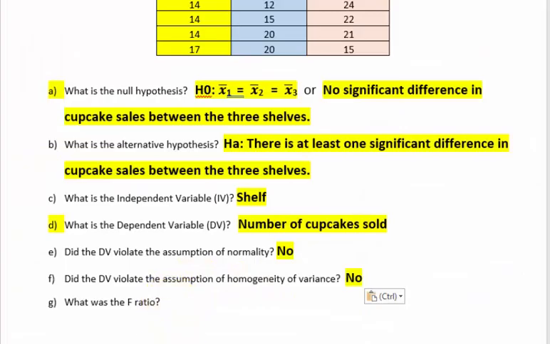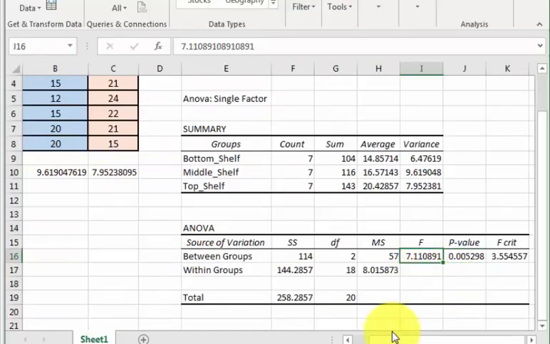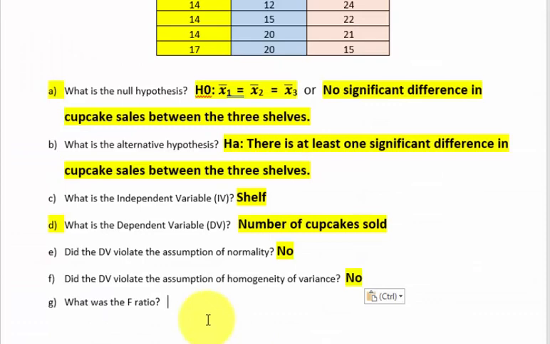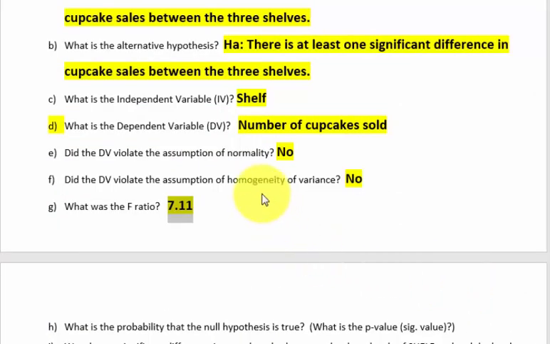So the F ratio was, I had to double check. There it is right there. 7.11. Okay, 7.11. Which means that over 7 times of the variance is coming from between the groups. That's what the F ratio is. It's the explainable variance divided by the unexplainable variance. Or simply the between group variance divided by the within group variance. That's what this is, and that's a lot. So you're assuming that most of the variance is coming from the grouping, which means that the shelf you're putting them on, one of them is significantly better at selling cupcakes than the other.